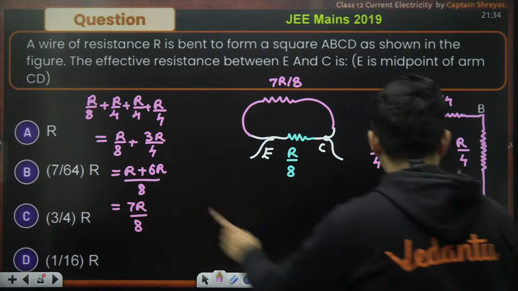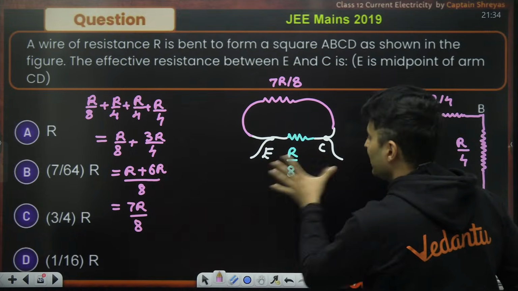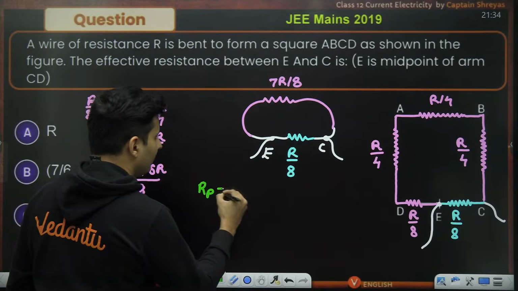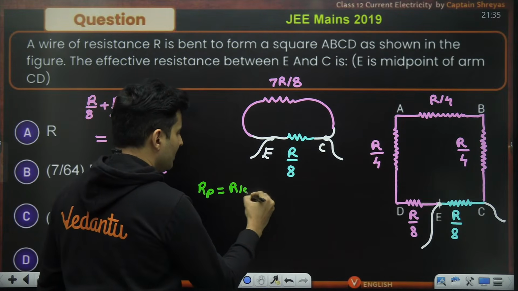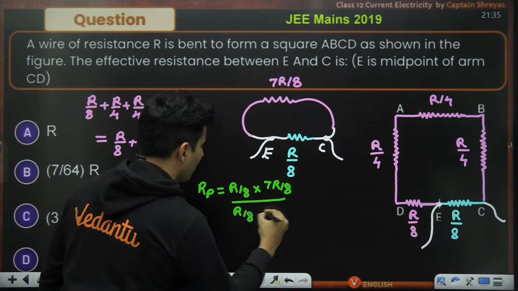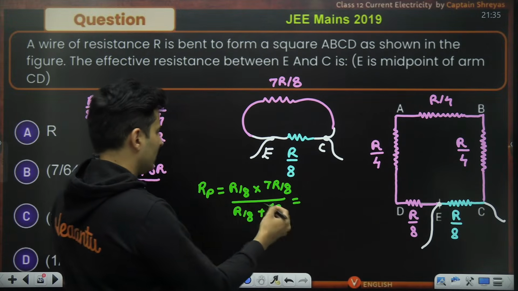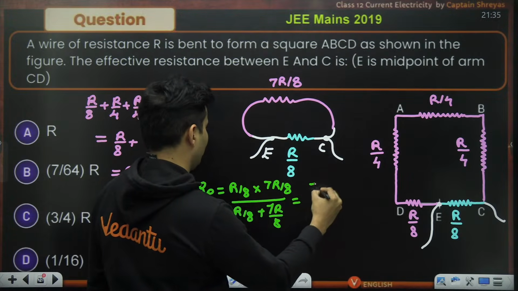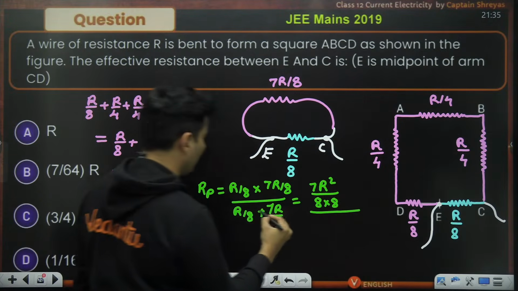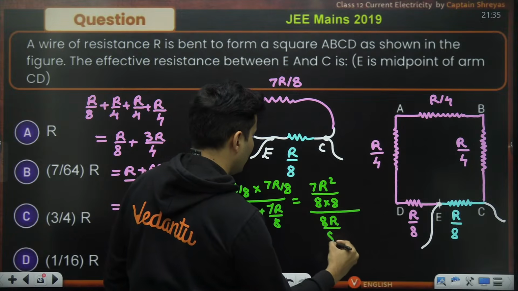Okay, great. So this is separate. These all are in series. I added them. Now these two are in parallel. So equivalent resistance in parallel, R1, R2, which is 7R by 8, divided by R1 plus R2, 7R by 8 over here. Anyways, this will become 7R square divided by 8 multiplied by 8, whole thing divided by 1 plus 7 is 8. So it will be 8R by 8 over here.